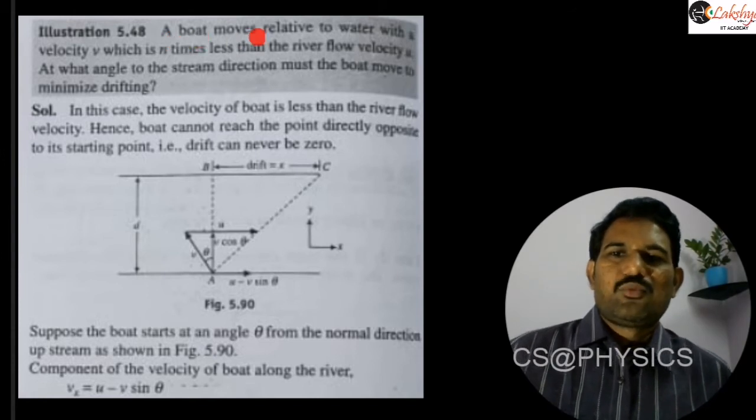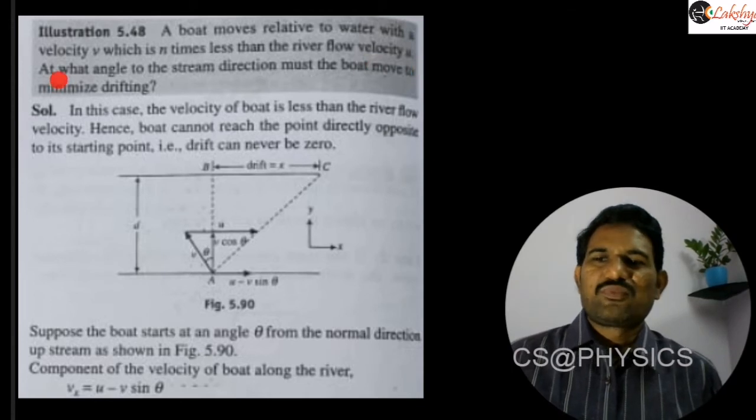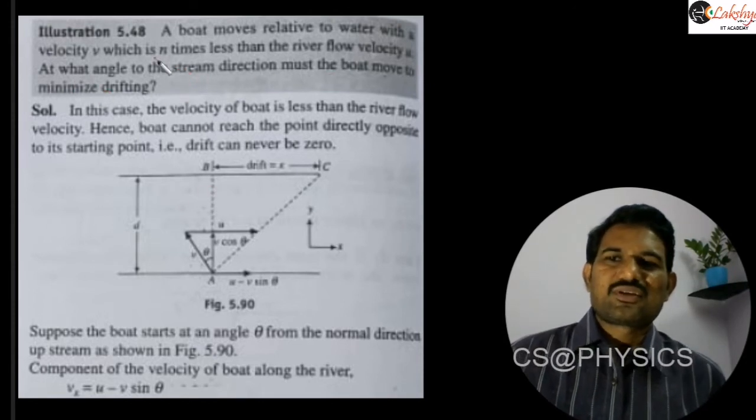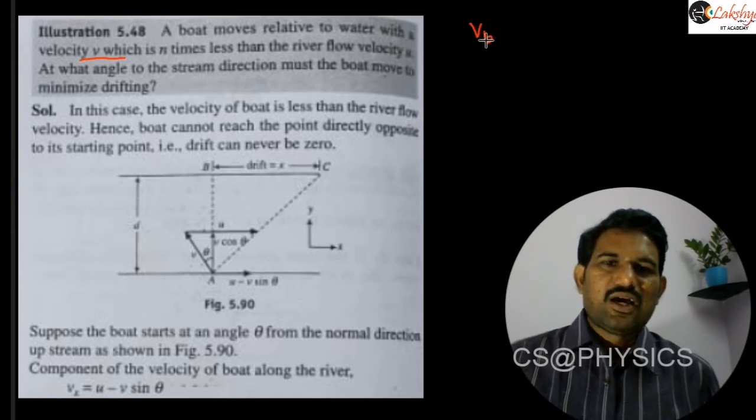A boat moves relative to the water with a speed v, which is n times less than the river flow velocity u. At what angle to the stream must the boat be steered to minimize the drift? So this also we discussed here. This is the case where the boat moves with a velocity v which is n times less than that of the river. That means in this case our VBR value is less than VR.